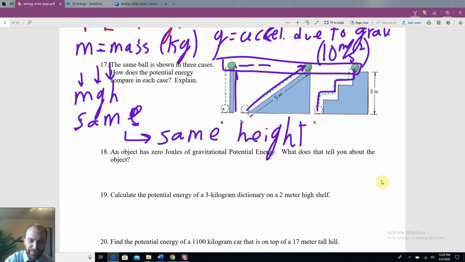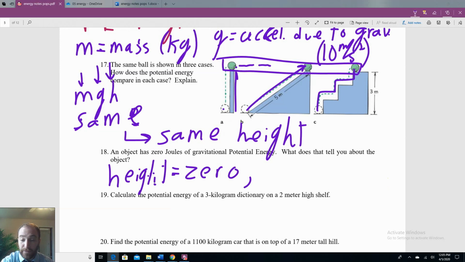So you could write a few different things here. You could say that the height is equal to 0. I would take that. You could have written that it's at ground level, which would be a good one. Anything that you write that would illustrate the idea that the object just doesn't have height because it has no potential energy would work.